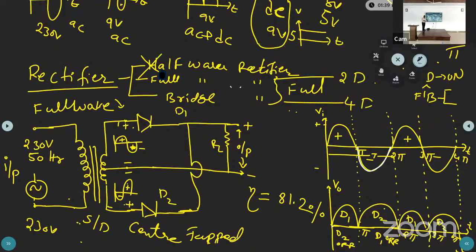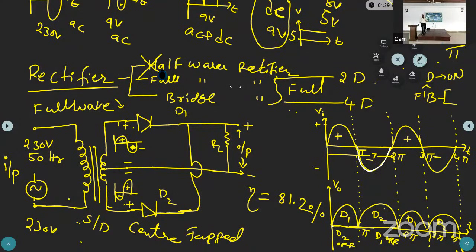Only the full wave one, anyone can be used, but recommended is the bridge rectifier in the mobile adapter. So after this class, if you are interested, you can design your own circuit also. That is the DC adapter, but don't connect that DC adapter to your mobile phone. You can connect to any electronic gadgets. In the shop you get battery cars, this is a 9 volts battery car. In its place you can connect your rectifier circuit.